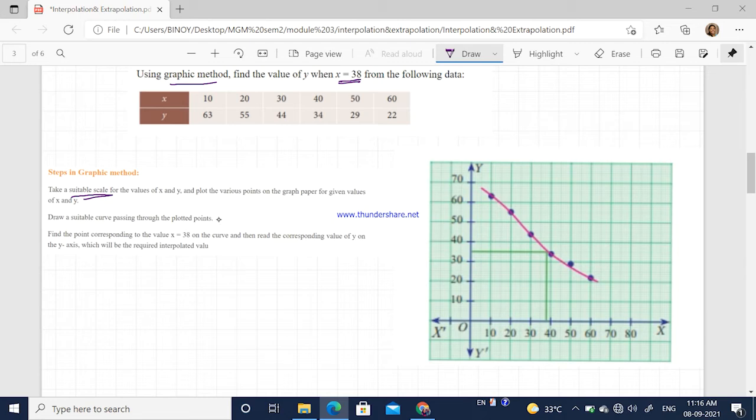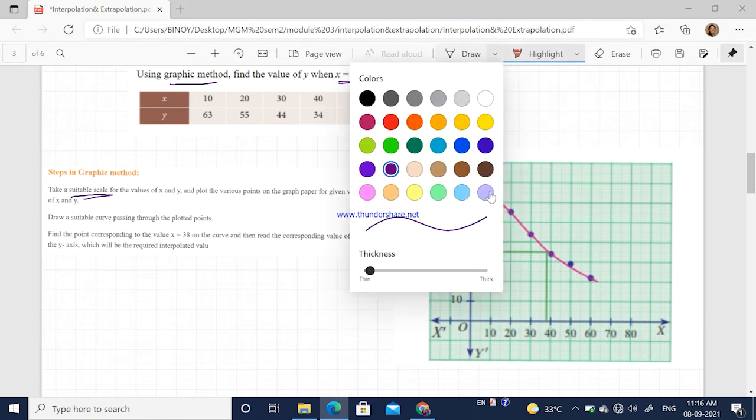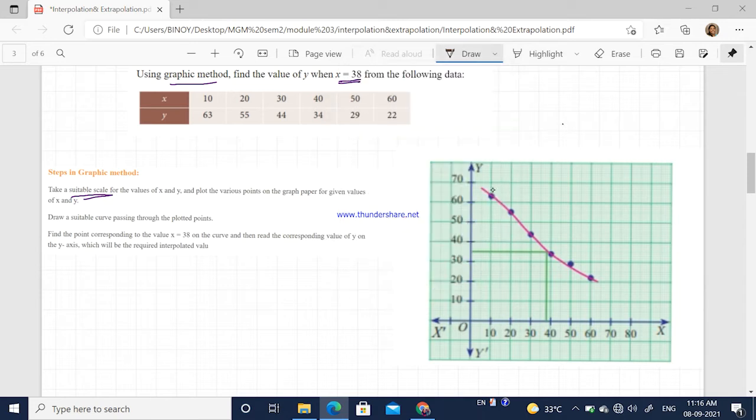Now we are going to plot the points. On the x-axis your value is 10, and the corresponding y value is 63. So it is pointed out over here. This is your first point: 10, 63 is marked at this point.